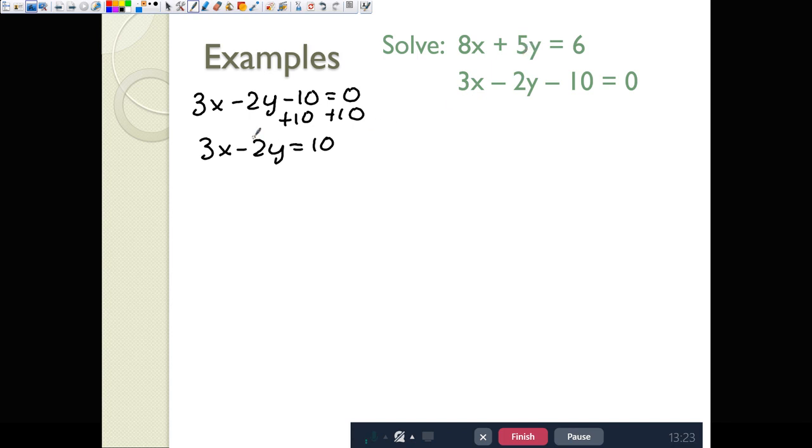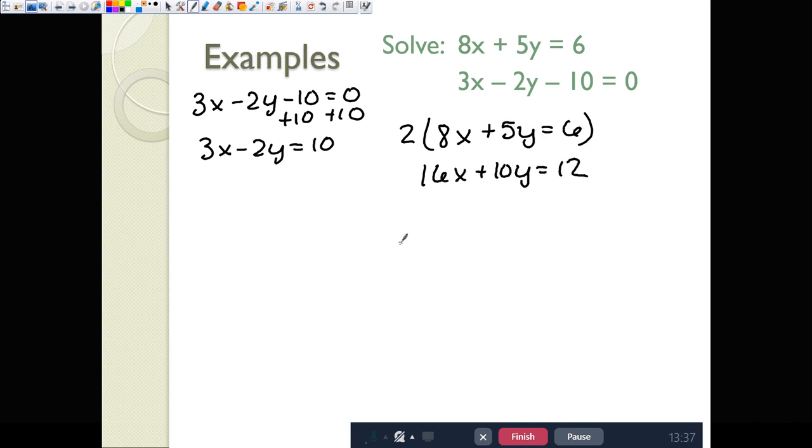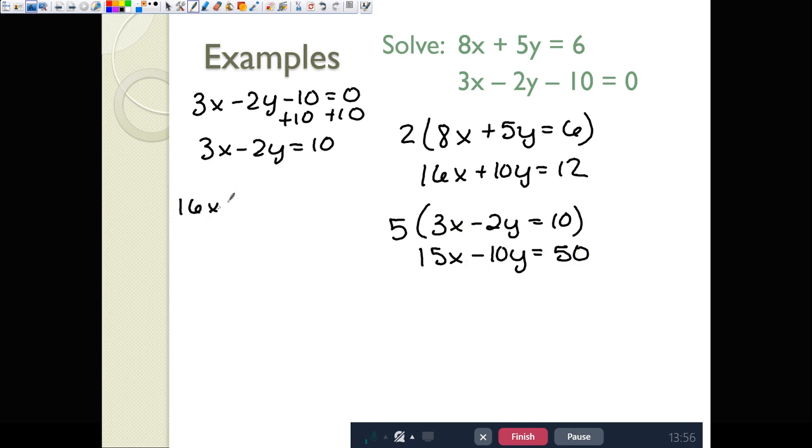So I'm going to take my entire equation, 8x plus 5y equals 6, and multiply it all by 2. That's going to give me 16x plus 10y equals 12. And then I'm going to take my equation 3x minus 2y equals 10 and multiply it by what? 5. To get 15x minus 10y equals 50. Now I can set up my system. So I have 16x plus 10y equals 12 plus 15x minus 10y equals 50.